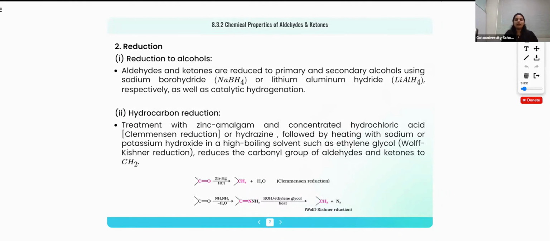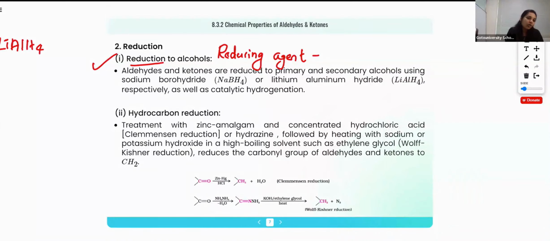Okay. Next one is reduction. First is reduction to alcohol. How the aldehydes and ketones are reducing to alcohols. I told you, in order to take place the reduction reaction, we need a reducing agent. The reducing agent we are normally using, I told you, what is that? Lithium aluminium hydride or sodium borohydride, NaBH4 or LiAlH4. So what will be the product?